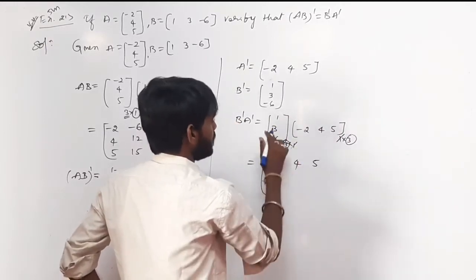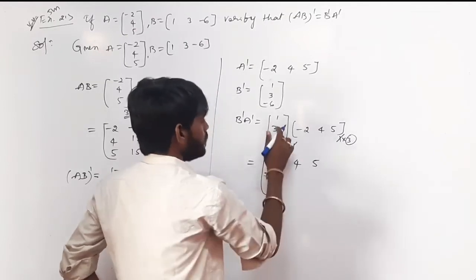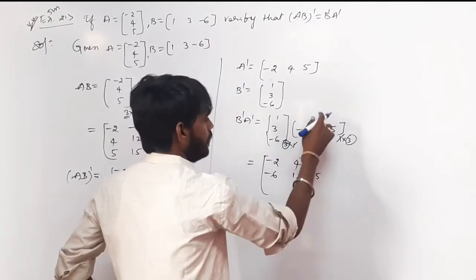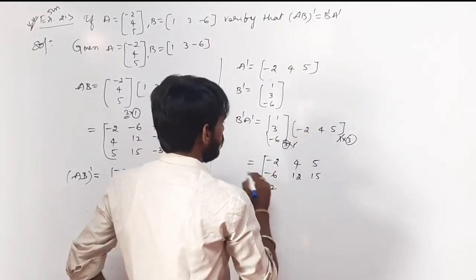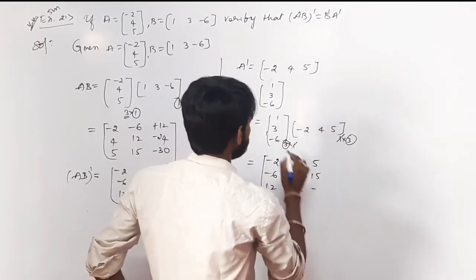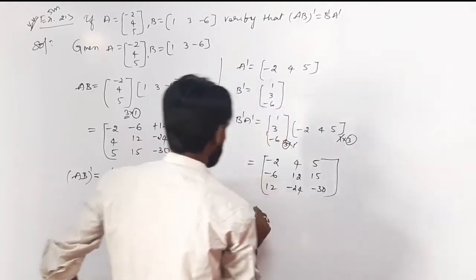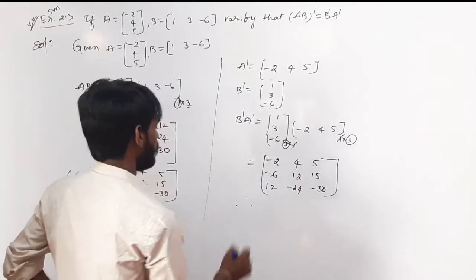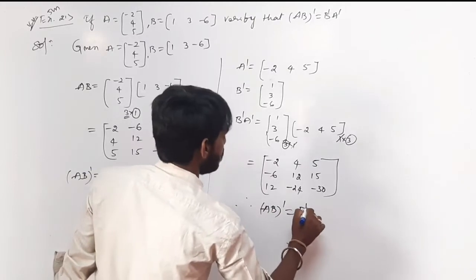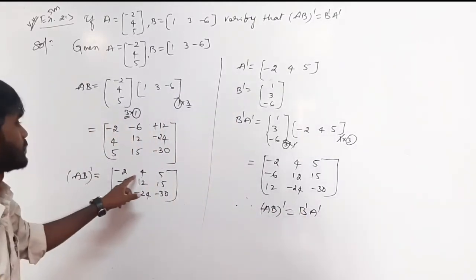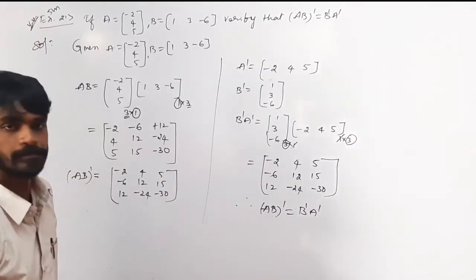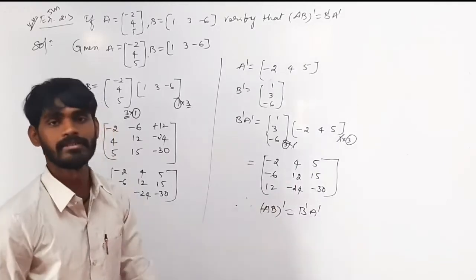Next, second row, first column, 3 into minus 2 is minus 6, 3 4s are 12, 3 5s are 15. Next, third row, first column, minus into minus plus, 6 2s are 12, plus into minus minus, 6 4s are 24, plus into minus minus, 6 5s are 30. So this matrix is equal to AB whole dash. Therefore, AB whole dash is equal to B dash into A dash. Look here, minus 2, 4, 5, minus 6, 12, 15, 12, minus 24, minus 30. So AB whole dash is equal to B dash into A dash.